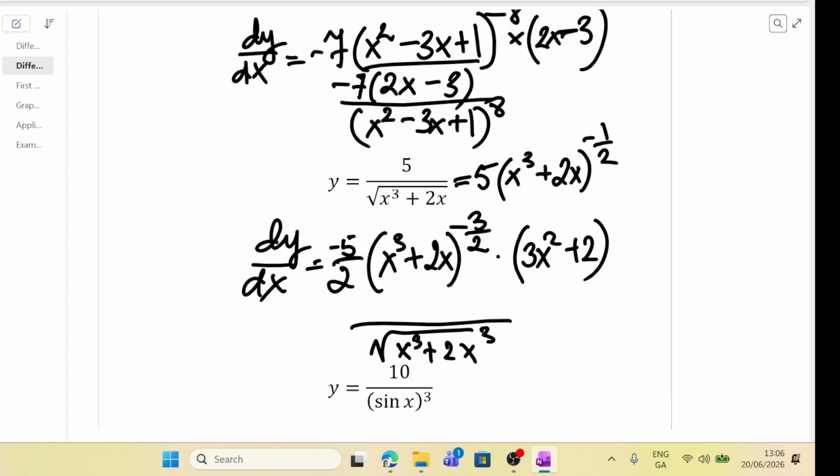And then the 2 is under the division line, so I put the 2 over here, minus 5, and then 3x squared plus 2. There you go.